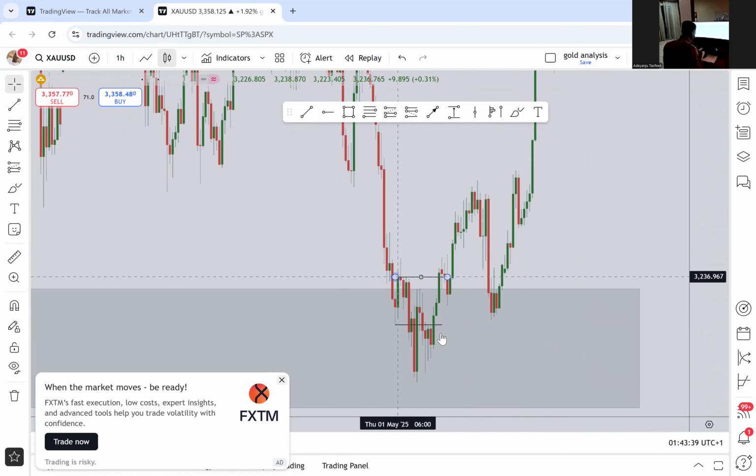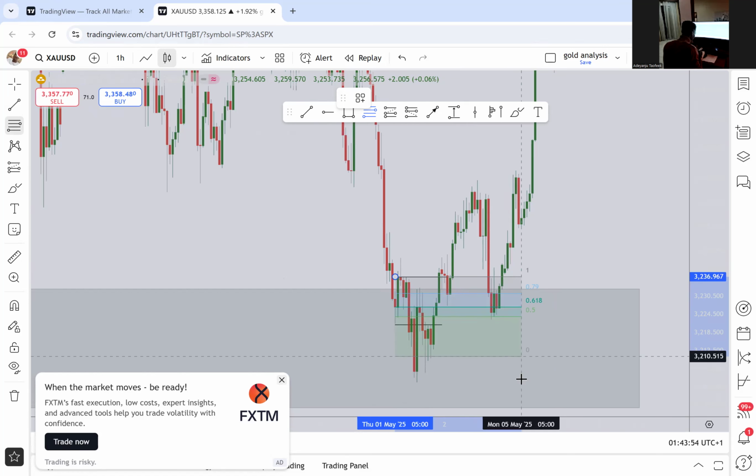So we just need to mark out 50, kind of like 50% of here to this low, right? So we use our Fibonacci retracement level and we mark a level like this, and we kind of like take it like this as well.